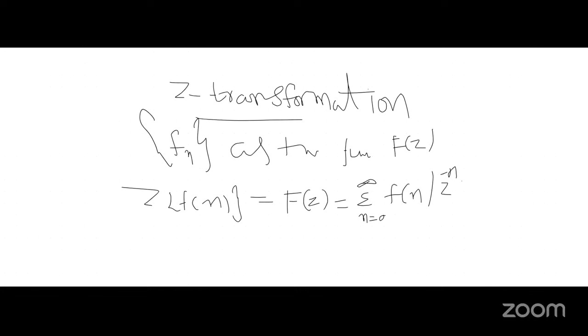That is, the sum n equal to 0 to infinity of f of n by z power of n. So we are doing one problem. See here, the one problem, let's see.